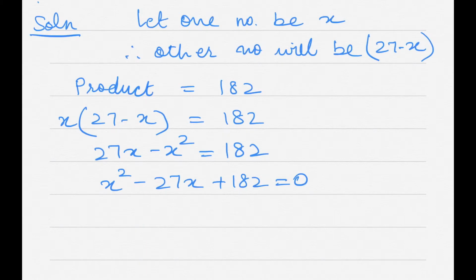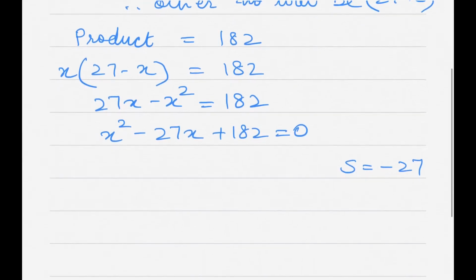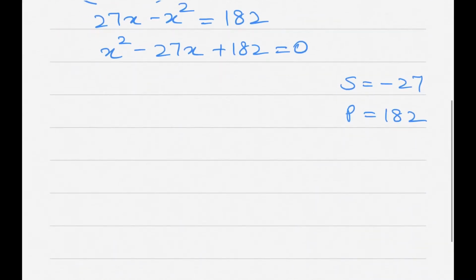So in this quadratic equation, I have to find two numbers whose sum is minus 27 and product is equal to 182. Now we know that as my product is positive and my sum is negative, that means there will be two negative numbers. So the sum has to be minus 27 of those two numbers, and the product has to be 182.